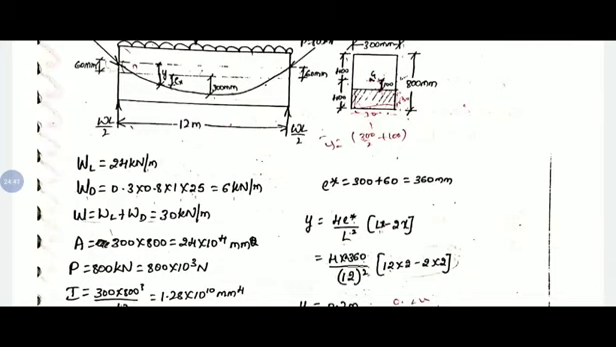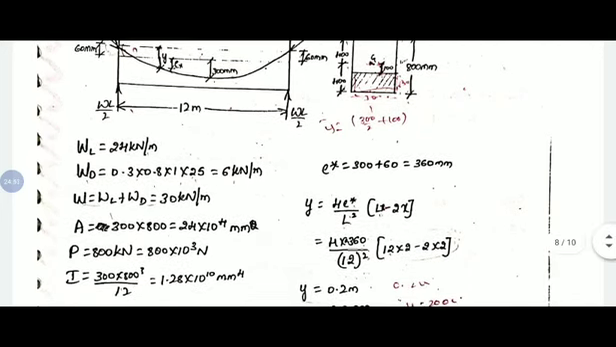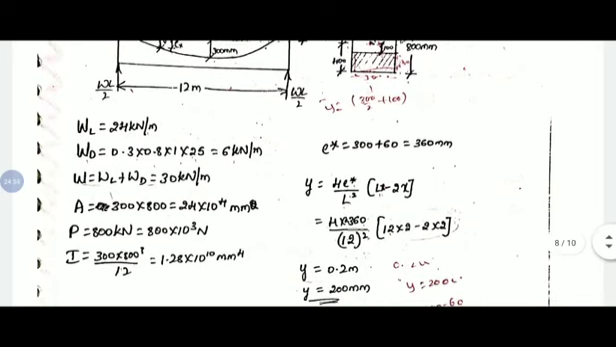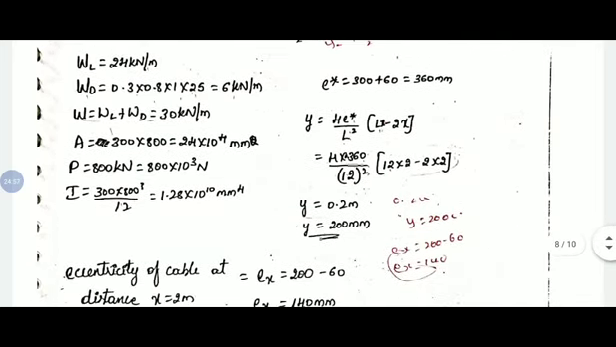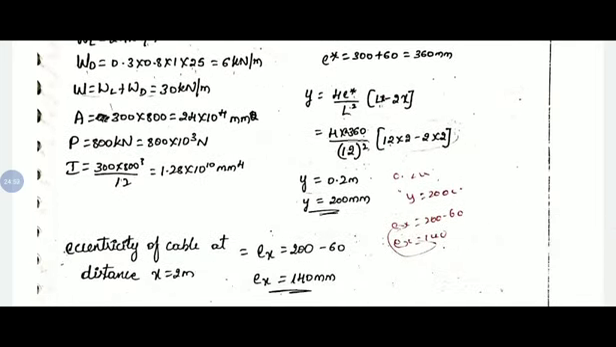Eccentricity above the neutral axis as well as below the neutral axis we have. So above the neutral axis it is 60, below the neutral axis it is 300. If you take the overall depth with respect to the support, the overall depth of the cable at 2 meter distance we have 200 mm. So eccentricity is with respect to the centroidal axis. So 200 minus eccentricity above the neutral axis 60. So the actual eccentricity of the cable below the neutral axis at 2 meter distance from the left support is 140 mm.